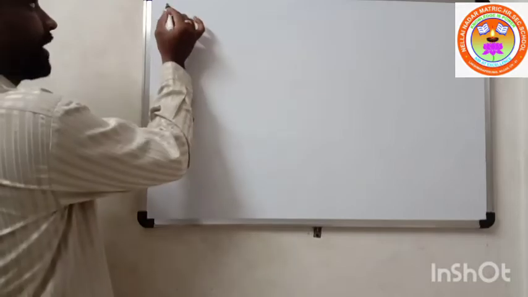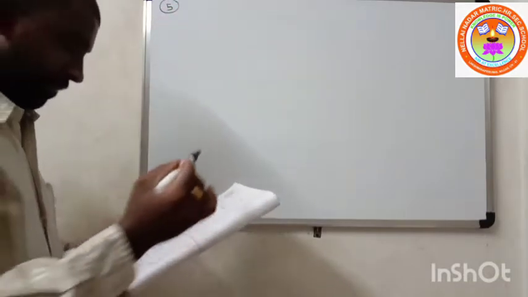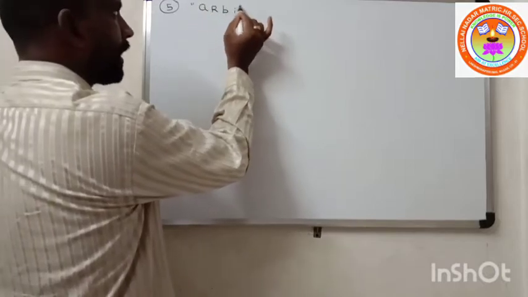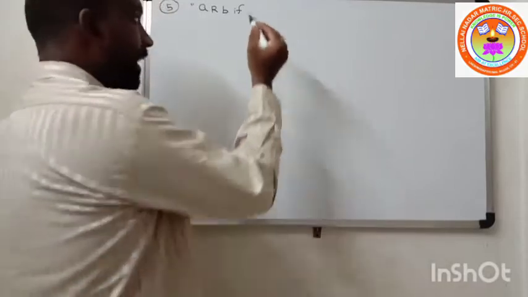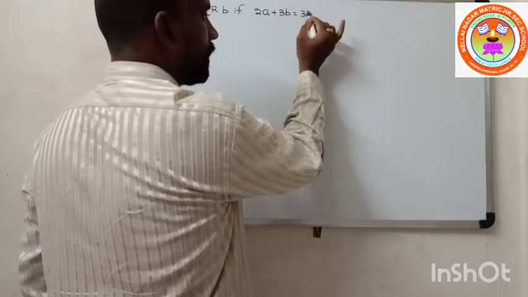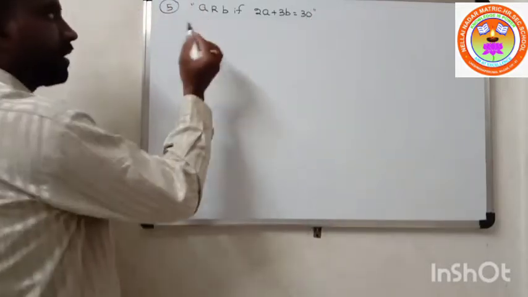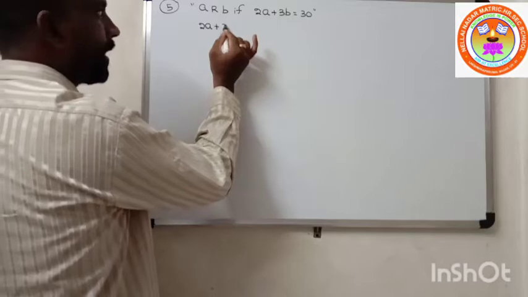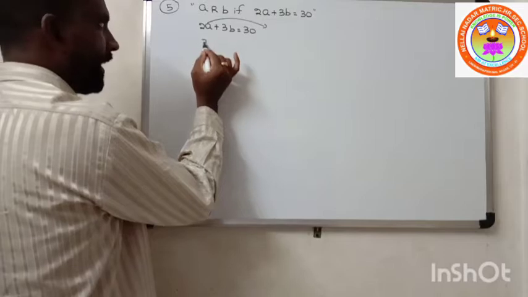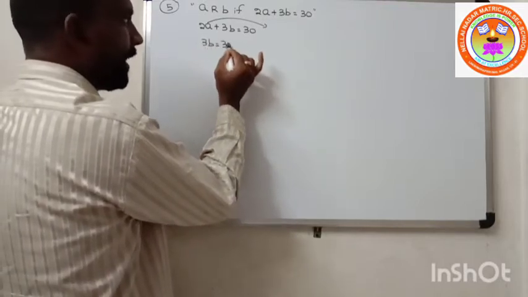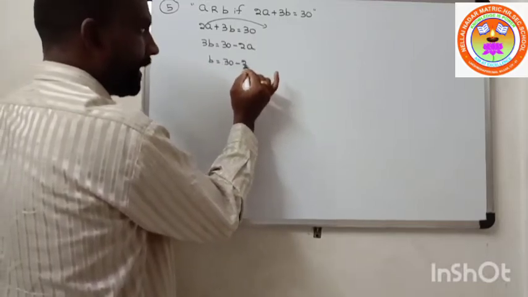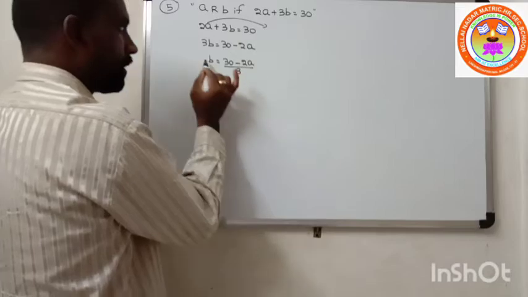Now I am going to the fifth sum. A related B if 2A plus 3B equal to 30, given. So 2A plus 3B equal to 30, minus 2A. 3B equal to 30 minus 2A. B equal to 30 minus 2A by 3.